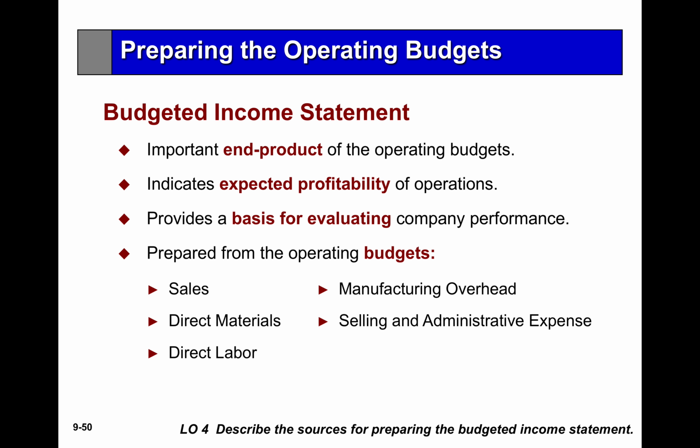So now, as a result, I'm going to quickly summarize. You've done the sales budget, you've done the production budget, you've done the direct materials budget, you have done the direct labor budget, you've done the overhead budget.